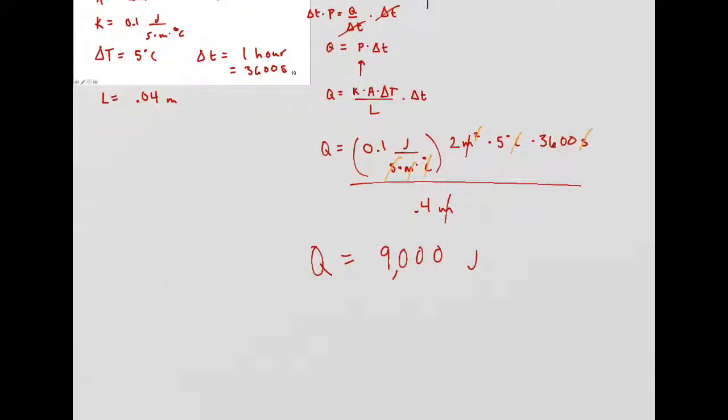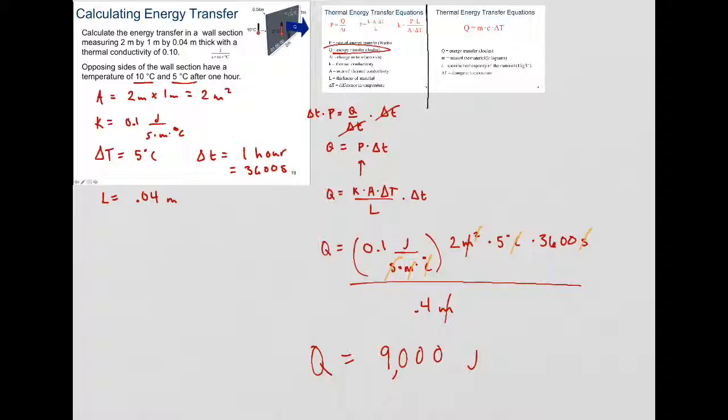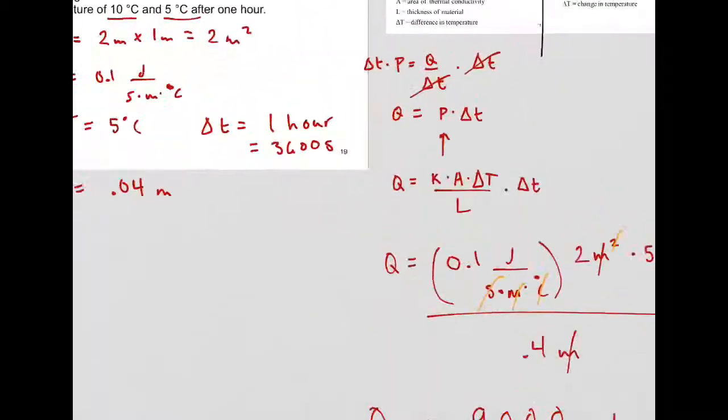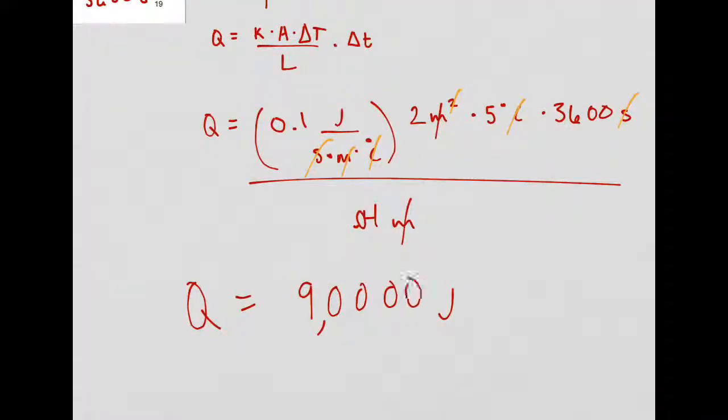Okay, that's a long video for one example. So the energy that was transferred through the wall was 9,000 joules. Wait, no, it's 0.04. That makes it 90,000 joules. Just kidding. I messed up. Sorry. There you go, 90,000 joules. That's a lot more.